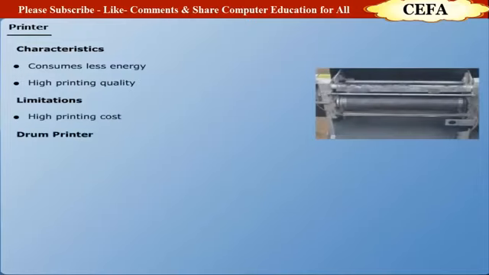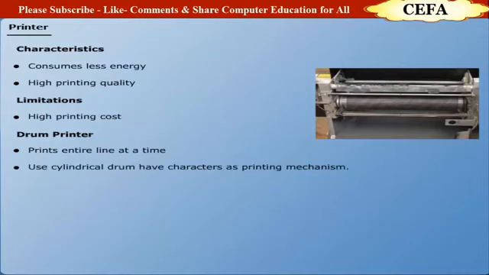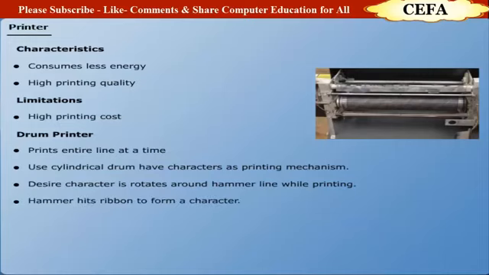Drum printers. Drum printers are used to print an entire line at a time. It uses cylindrical drum as printing mechanism. Whenever a user wants to print a character, a desired character is rotated around to the hammer line. The hammer hits the paper and pushes it into the ribbon to print the character.